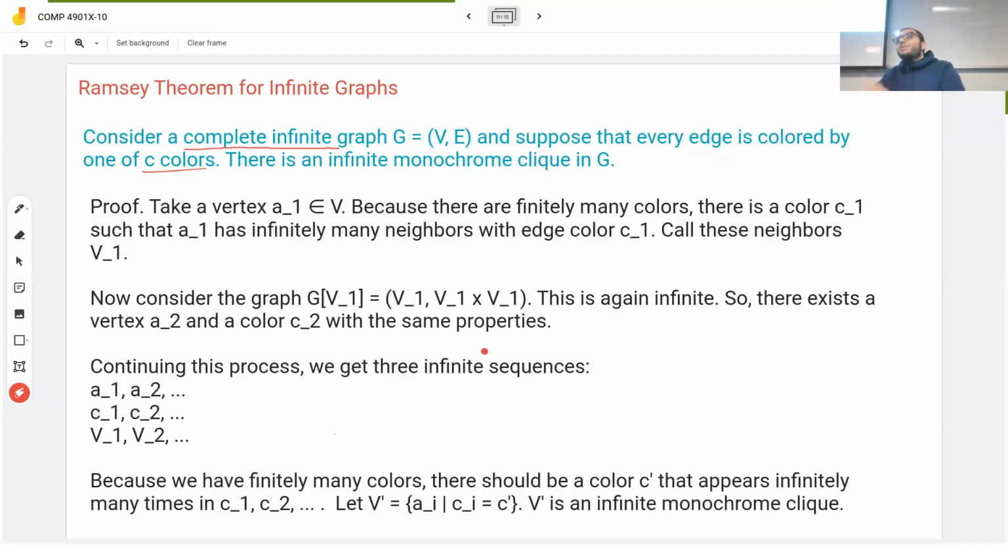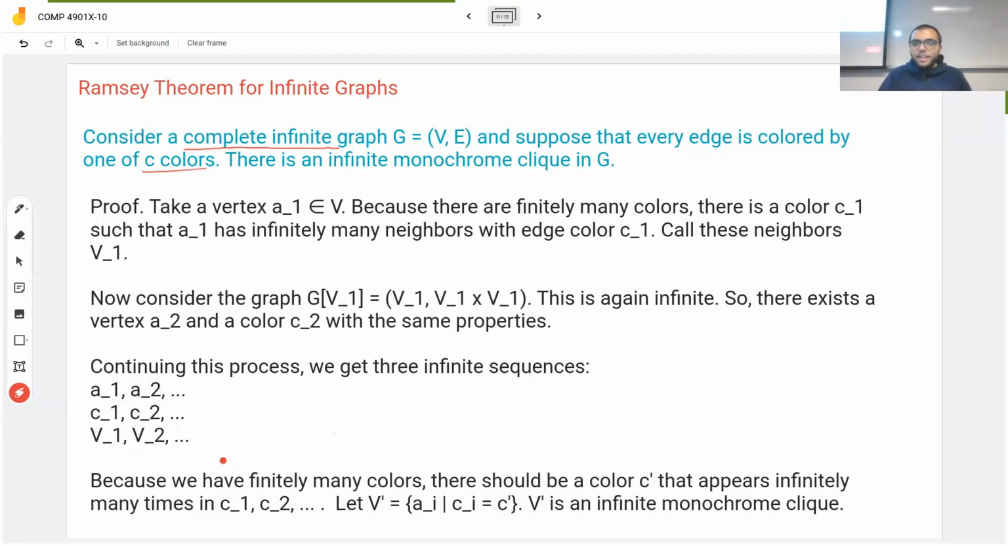Again, V2 is infinite, so I can do the same thing. I can do this same thing forever. And if I just continue this process forever, I get 3 infinite sequences. I get a sequence of A's, which were the vertices that I picked every time. I get a sequence of C's, which were the colors. And I get a sequence of V's, which were the remaining vertices, the vertices that I kept in my graph and did not delete.